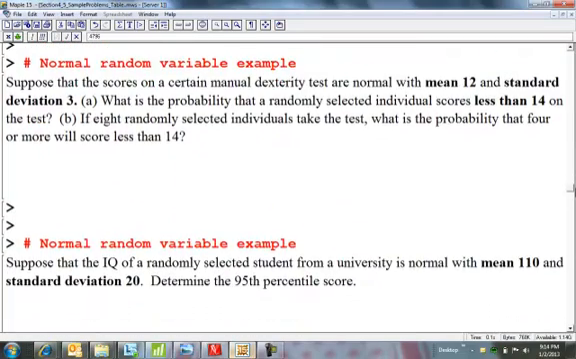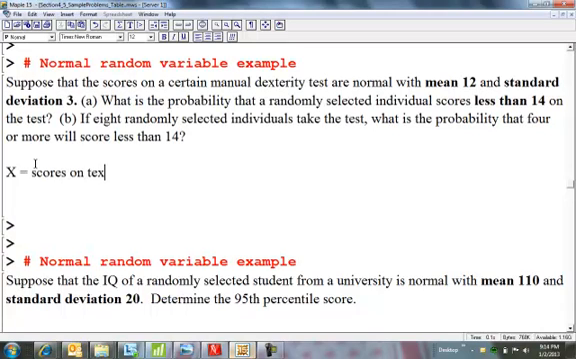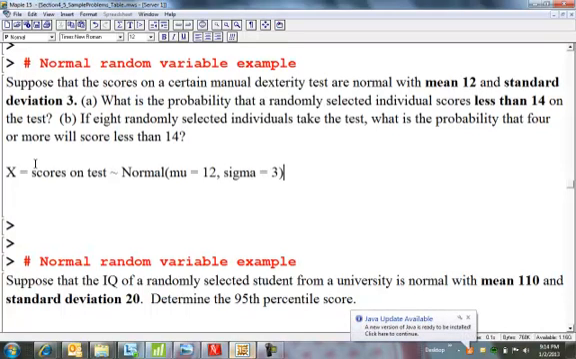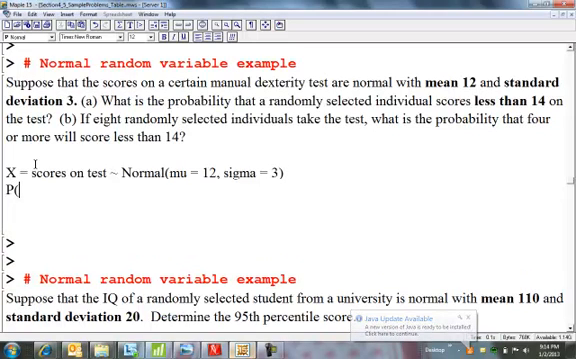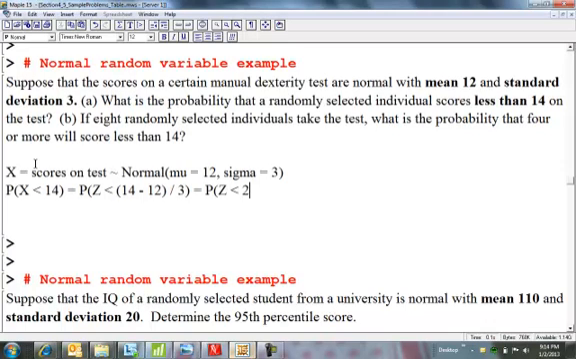Let's do the next one, because that's probably pretty fast. Suppose the scores on a dexterity test, so we let x equal scores on the test, have a normal distribution with a mu of 12 and a sigma of 3. I want to find the probability that someone takes the test and their score is less than 14. That's the same thing as z being less than 14 minus 12 divided by 3, so the probability that z is less than 2/3, which is approximately the probability that z is less than 0.67. So let's go to the table and look for z being less than 0.67.